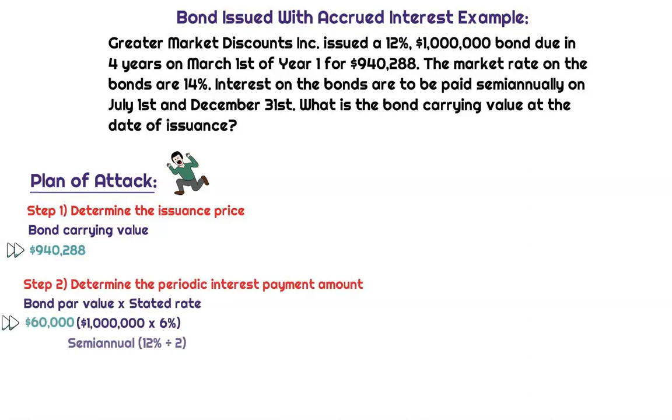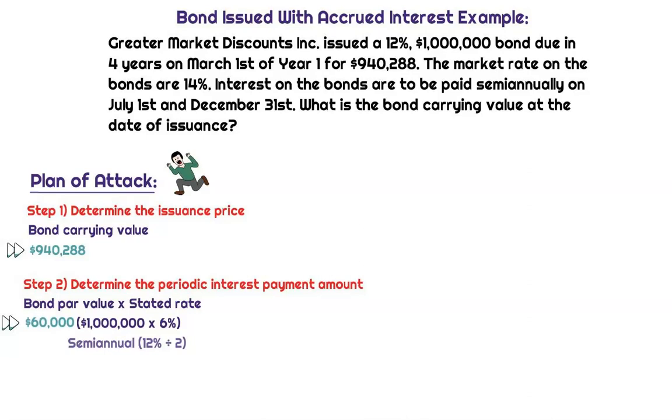Step 2 is determining the periodic interest payment without considering accrued interest. What's the otherwise normal periodic interest payment without considering that accrued interest amount? In other words, this is step 3 under the effective interest method. So we're taking the face value and multiplying it by the stated rate. We know this is a semi-annual interest payment, so we're going to have to divide both rates by 2. But once again, focused on the stated rate. So we're going to divide 12% by 2 to give us 6%. 6% multiplied by the $1 million face value gives us semi-annual interest payments without considering accrued interest in the amount of $60,000.